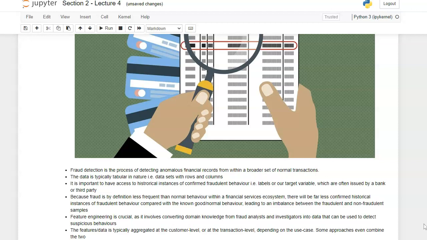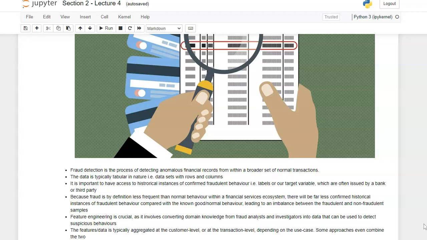The data is typically tabular in nature, meaning that it has rows and columns. So you can think of data within an Excel spreadsheet, for example, as being tabular data, assuming it has a rows and column structure to it. Although fraud detection does occur in other domains as well, you could take a text-based approach. There's a lot of work around graph techniques and graph neural networks, but the majority of the transactions are captured in a tabular sense.